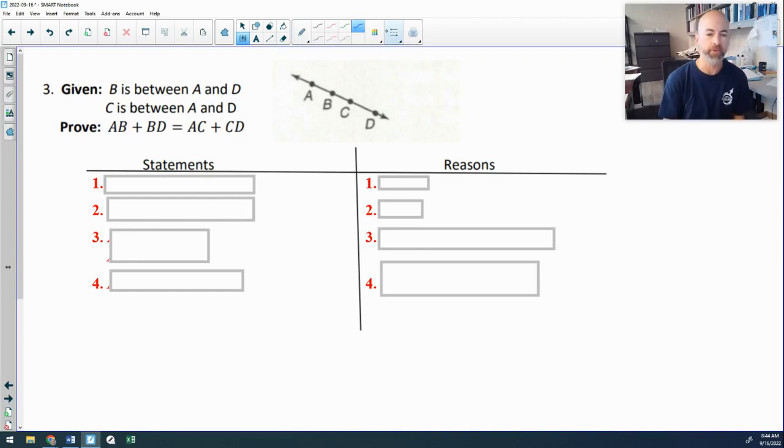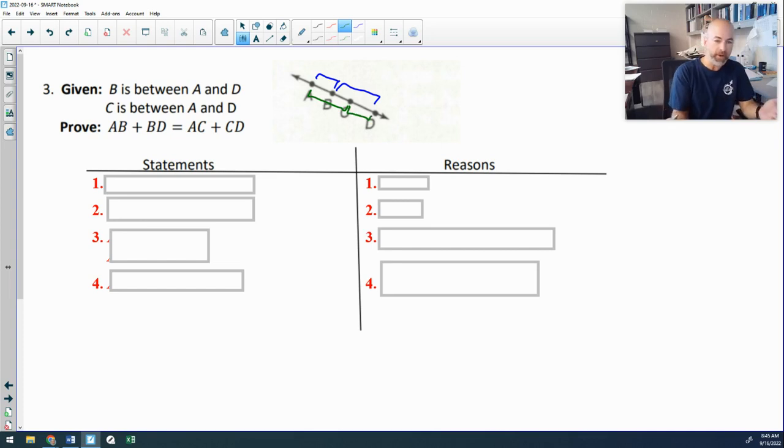Okay, looking at number 3 here, the given information is really just describing the diagram they give you. B is between A and D, and C is between A and D. So we have the points B and C that are both between points A and D along this line. I am ultimately trying to prove, and I'm going to kind of draw this out, that AB + BD is equal to AC + CD.